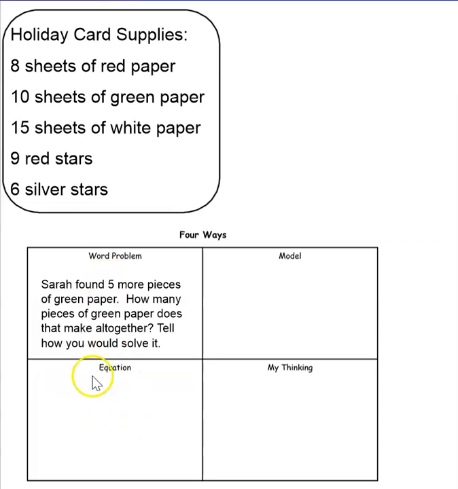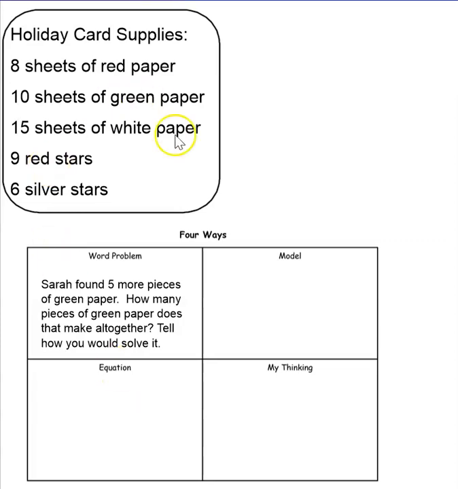Sarah found some more pieces of green paper. How many pieces of green paper does that make altogether? Tell how you would solve it. So what's going on in this problem? That's right. Sarah has found some more green paper. Did she already have some green paper?